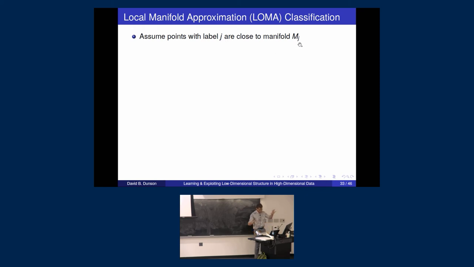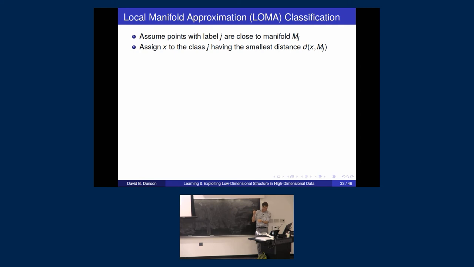Okay, and then it doesn't have to be true globally. There doesn't have to be any manifold structure, but just locally within the neighborhood of any given point, you're using manifolds as an approximation. Okay, and so then we're going to assign x. So now we have some x. We have a bunch of training data, and now we have a test data point x, which is a feature vector for a new point that we want to classify as being in one of these classes.